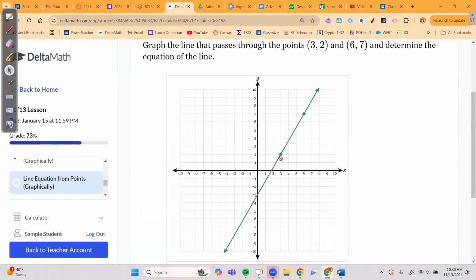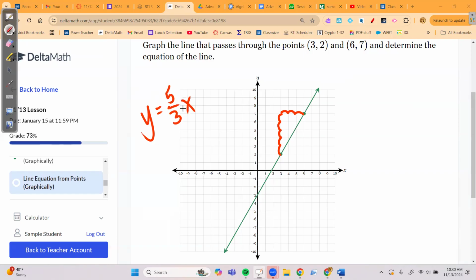Let's see if we can find some. What did you say it is? 4. Let's see. Let's go from point to point and see how you did. Up 1, 2, 3, 4, 5. Over 1, 2, 3. So the slope is 5/3. What does that mean my equation is going to start with? Y equals what? 5/3 x.